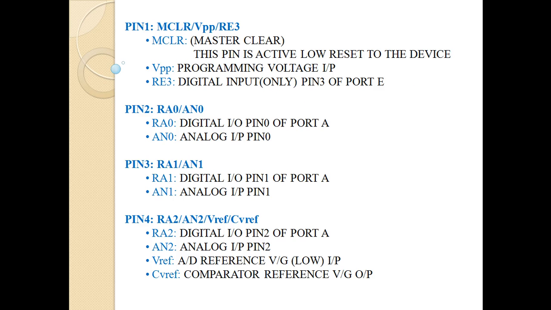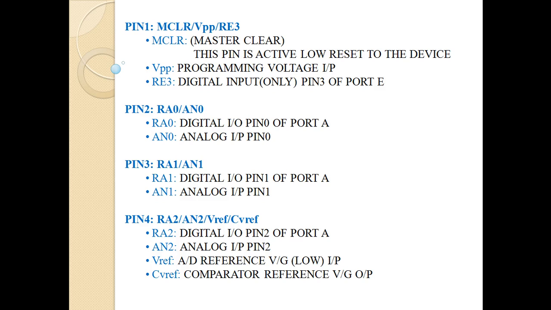Pin 1 has the working of MCLR, VPP and RE3, where MCLR stands for master clear, that is, when a continuous 0 is applied on this pin, it will reset the device. VPP is the input voltage to be set for the programming feature. RE3 is the digital input to port E, but this is the only digital input and not the output.